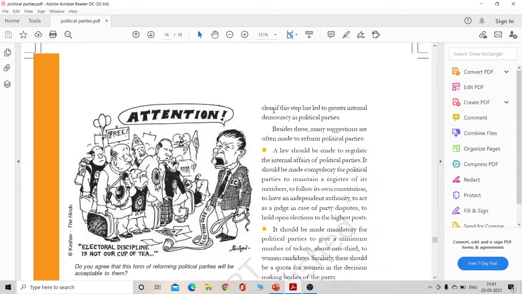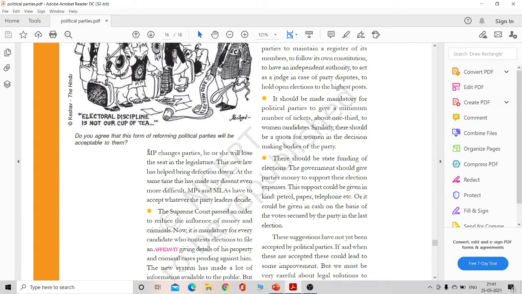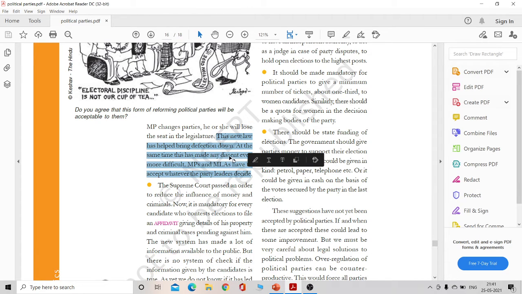Right now, the new law has helped bring defection down. At the same time, this has made any dissent even more difficult. So MPs and MLAs have to accept what the party leaders sort of decide. So there's a pro and con here.